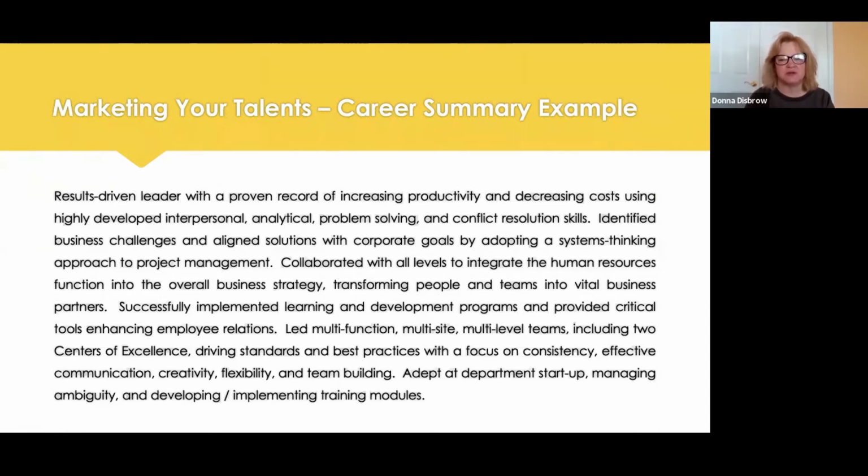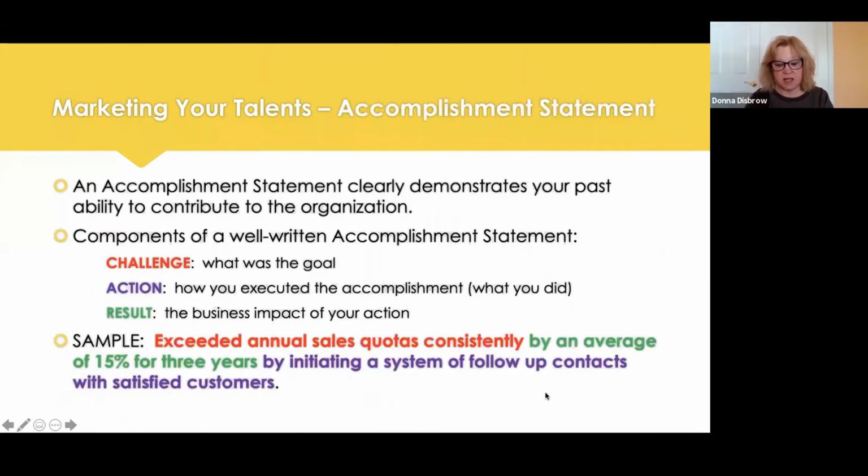To me, it's the most important part of a resume. And it's one, as I said earlier, also one of the hardest to write, which is why I always recommend that it's written after the rest of the resume. So let's talk about accomplishments for a minute.